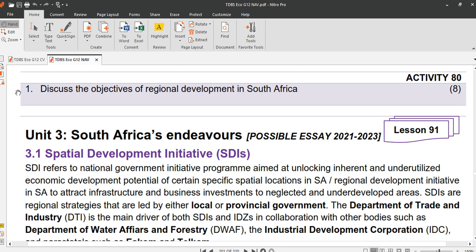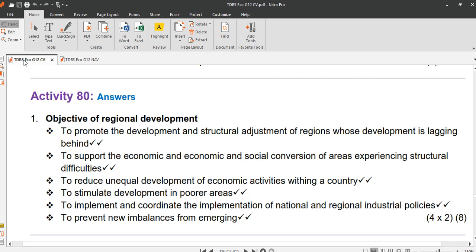Question 1. Discuss the objectives of regional development in South Africa. 8 marks. What does 8 marks mean to you? It should tell you that at least 4 points are required and you may be awarded 2 marks each. Let's look at the objectives of regional development as required by our homework question.